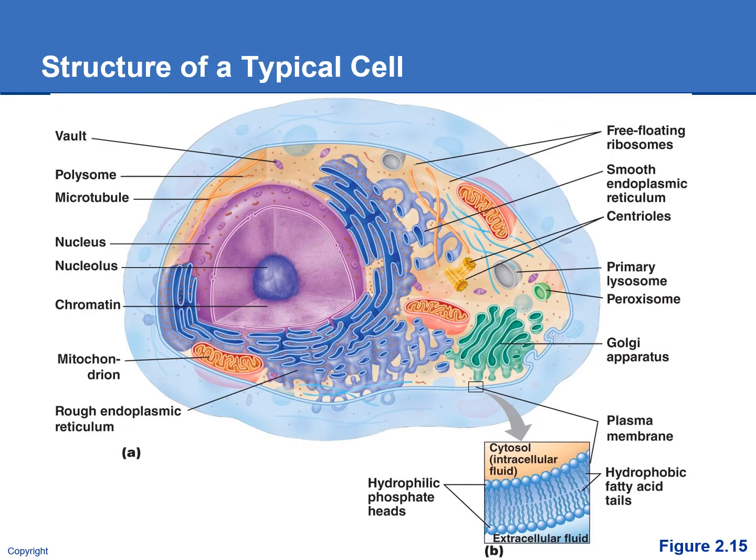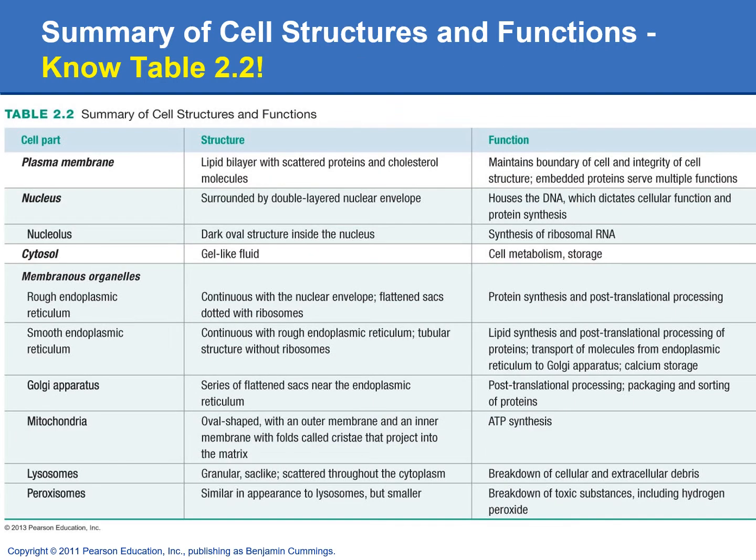So here's the structure of a cell. Make sure you know the cell parts, be able to identify them on a picture, and also be able to tell me the function of the different parts of the cell. And make sure you know table 2.2 from your book. This has all of the different cell parts and the function.